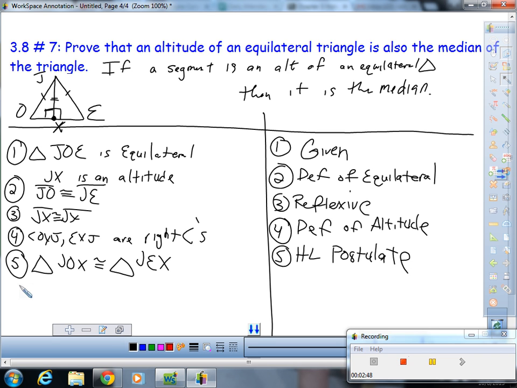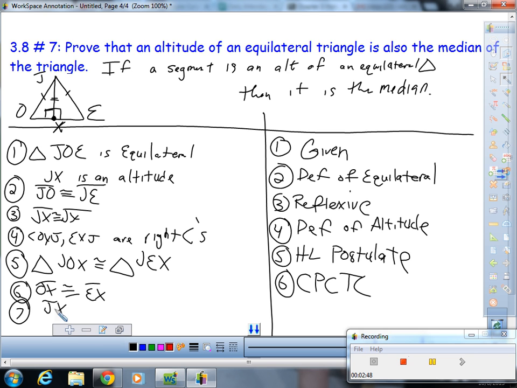Now I can say OX is congruent to XE by CPCTC. And finally, Jenny? Oh, I don't even have to say that. That's fine. I told you that. I kind of lied to you, but I did that every day. I already said OX is XE.